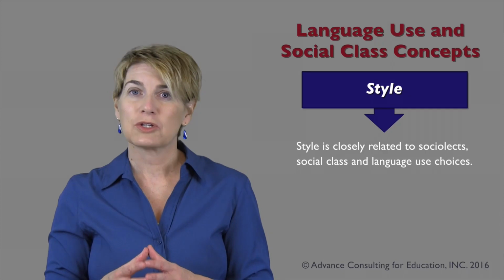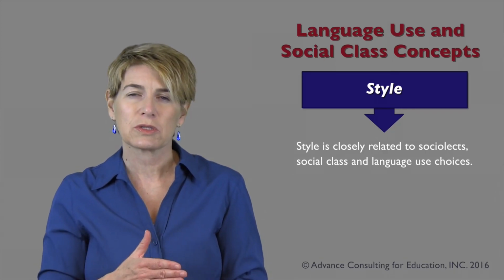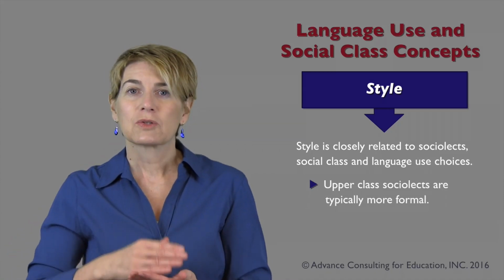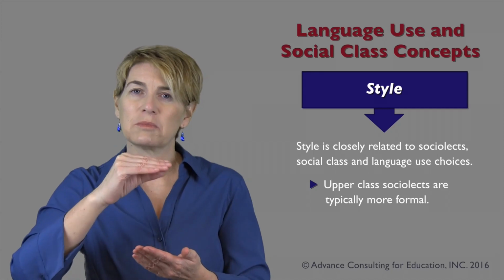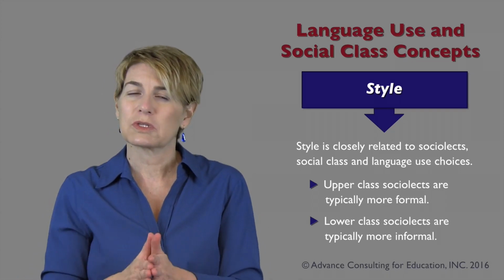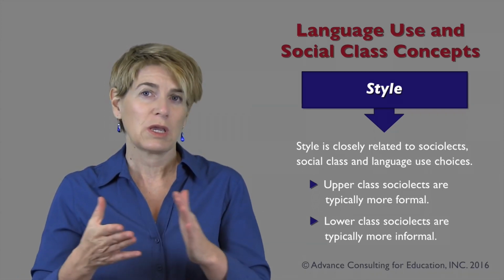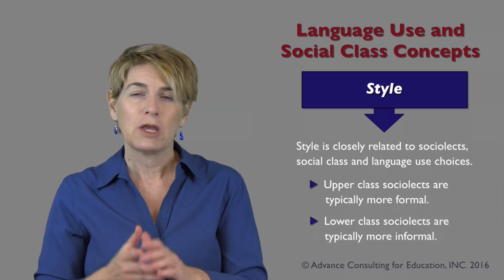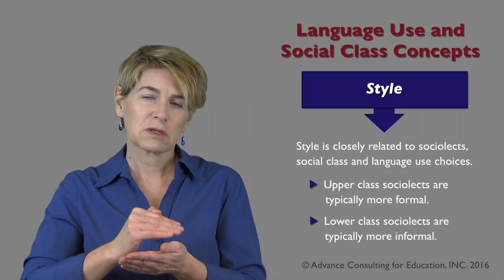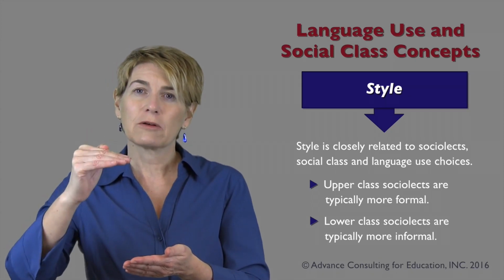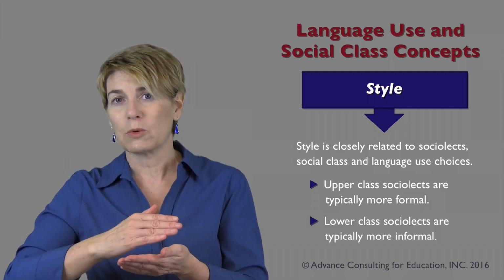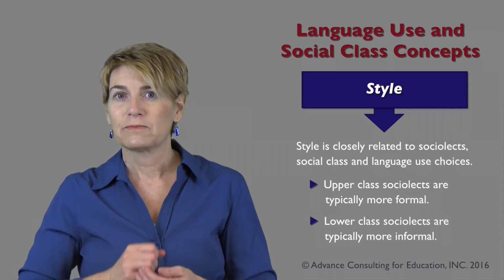Style is very closely related to sociolects and social class and language use choices because the higher class sociolects tend to be more formal. So they tend to be closer to the standard and they tend to be used in very formal situations. The lower class sociolects tend to use more informal patterns of language use in terms of pronunciation, vocabulary, and grammar. So that's the connection between style and social class. So the more formal styles connect fairly closely with higher level sociolects or higher class sociolects, and the informal styles connect with the lower class sociolects.